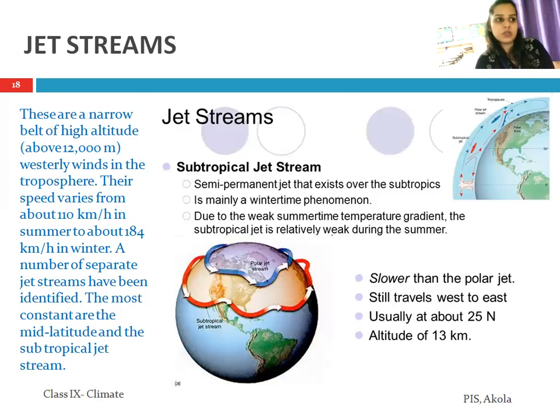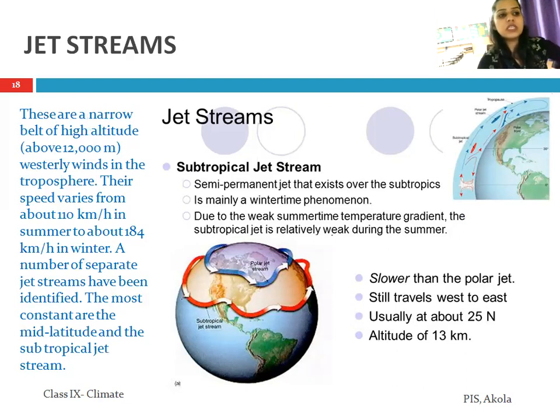jet streams. Jet streams are a narrow belt of high altitude, about 12,000 meters, westerly winds in the troposphere. Their speed varies from about 110 kilometers per hour in summer to about 184 kilometers per hour in winter. A number of separate jet streams have been identified. The most constant are the mid-latitude and the subtropical jet streams.